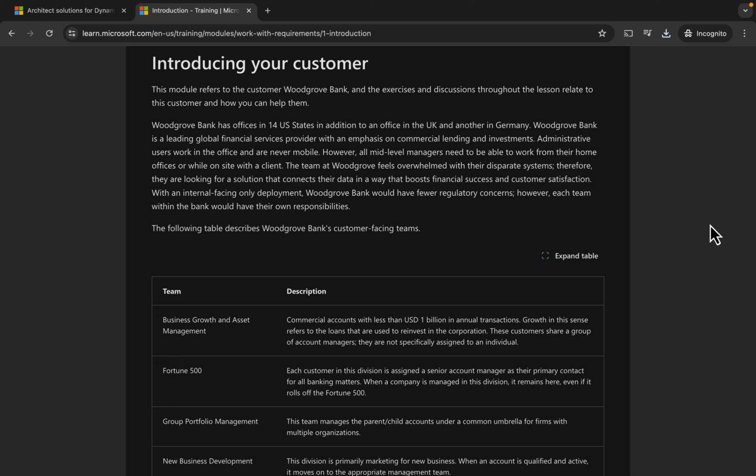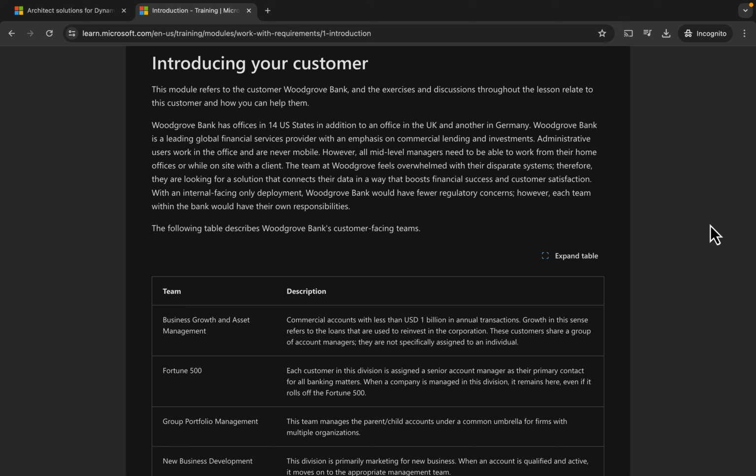Administrative users work in the office and are never mobile. However, all mid-level managers need to be able to work from their home offices or while on site with a client. The team at Woodgrove feels overwhelmed with their disparate systems. Therefore, they are looking for a solution that connects their data in a way that boosts financial success and customer satisfaction. With an internal-facing only deployment, Woodgrove Bank would have fewer regulatory concerns.